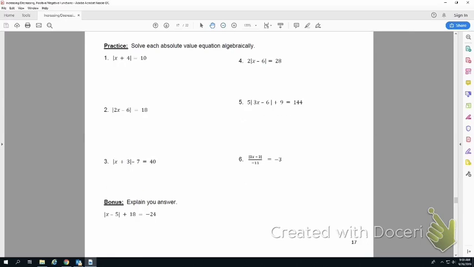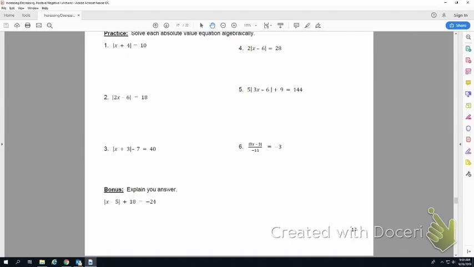I want you and your buddies next to you to work on these problems. I'll be putting the answers up there gradually as I walk around and help people out.